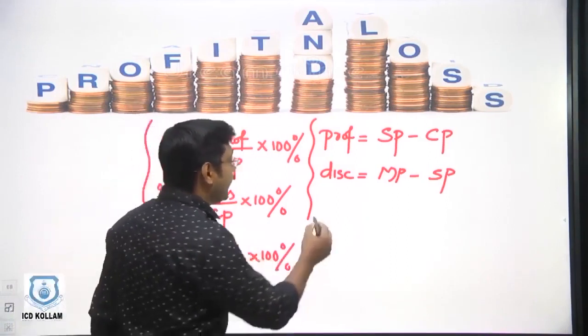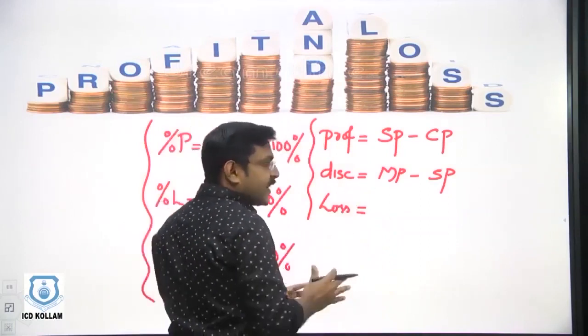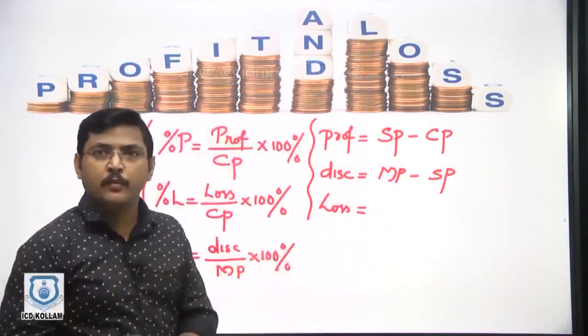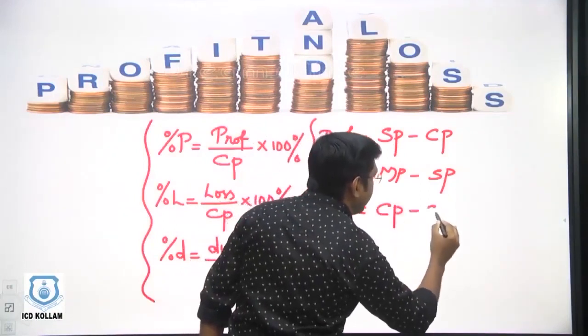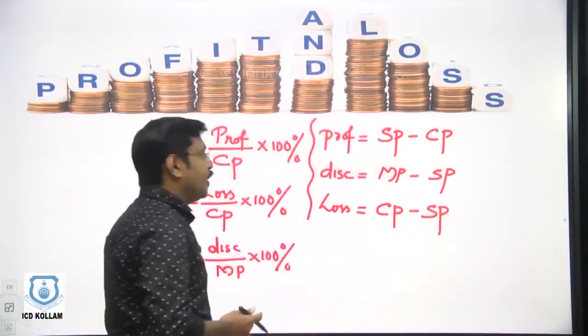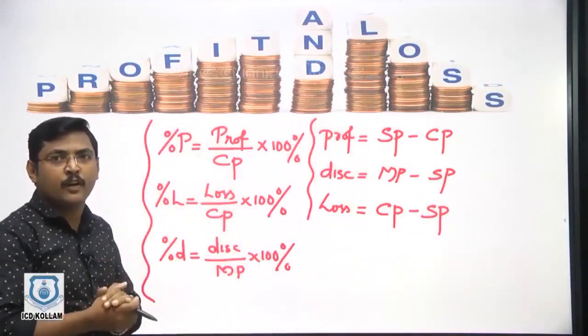Also, if we need to find the loss, yes, it's very easy to find, right? In loss condition, the cost price value will be more, right? So the reverse, that is cost price minus selling price. That also you should remember. So consider all this. These all are required to find the answer for profit and loss questions.